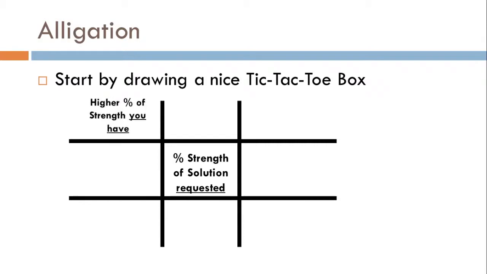The next step is in the upper left, you're going to put the strength of the higher percentage solution. Again, in my example, I said 20% we have available, so we'll put a 20% solution there. Then we will have the lower percentage solution. I said a 10% solution, so we'll put 10 there. So upper left I have 20%, lower left I have 10%, and in the middle I have 12%.